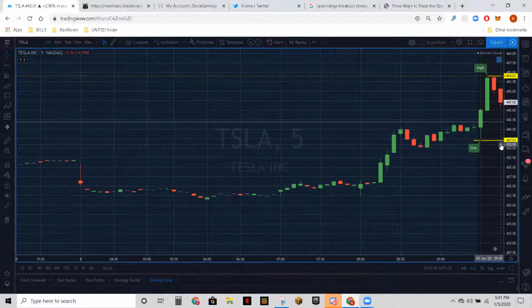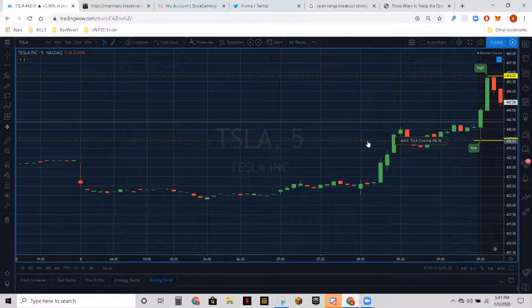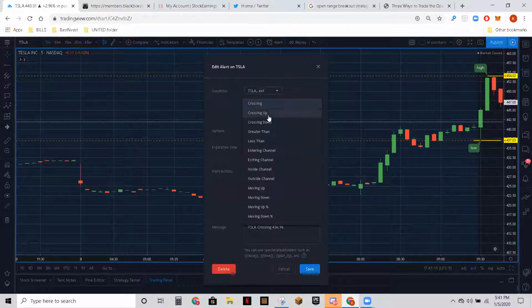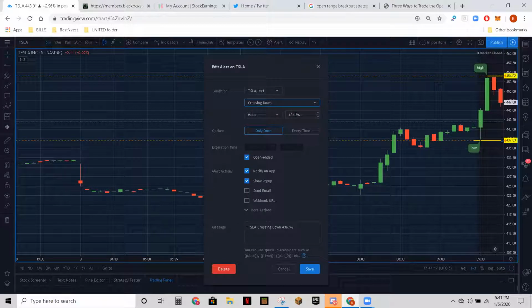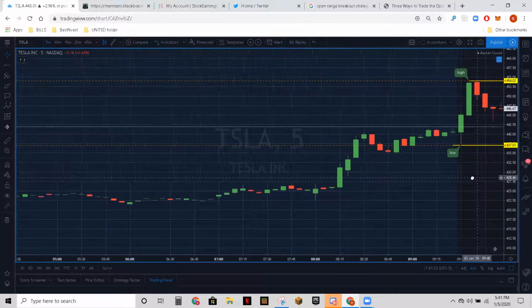And also I'm setting an alert down here, so that if the candles break below here, Tesla's crossing down 436.96, and I saved that. So now we're going to move and see what happens.